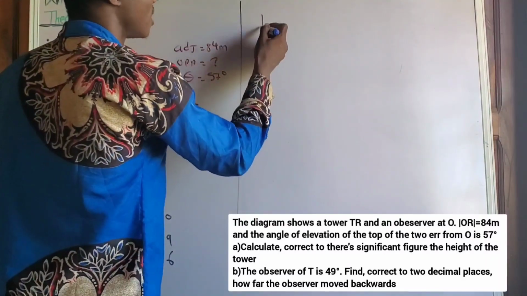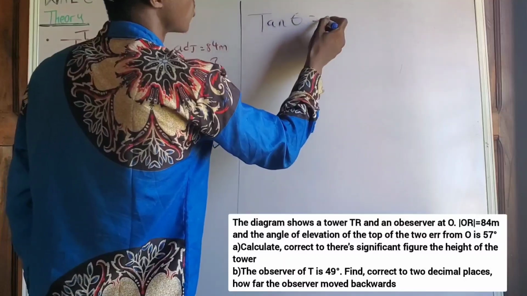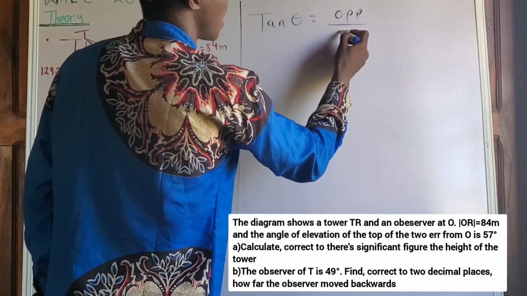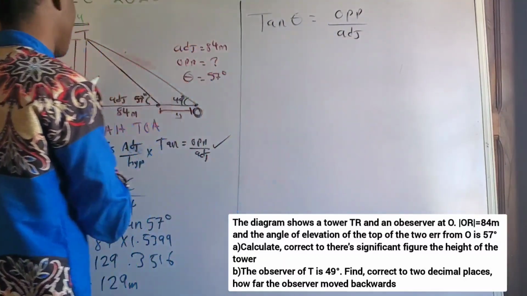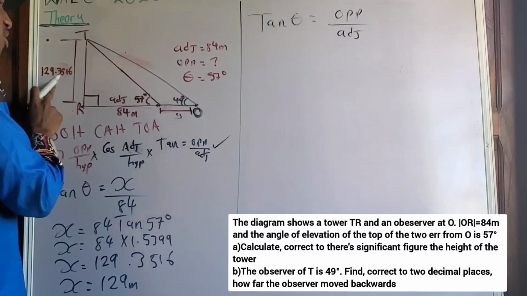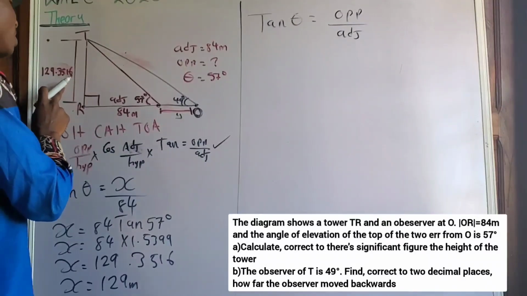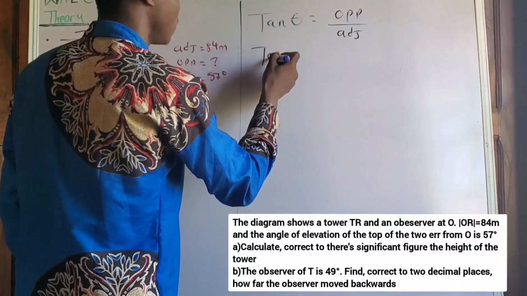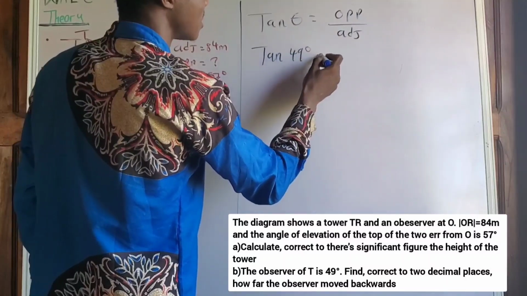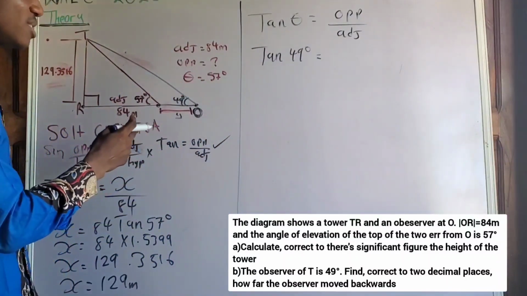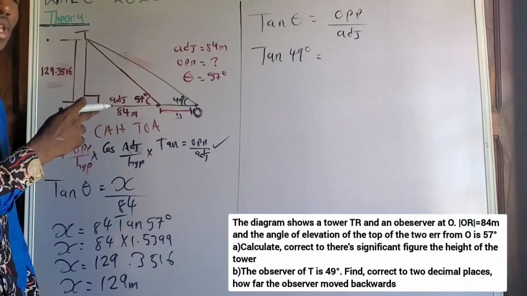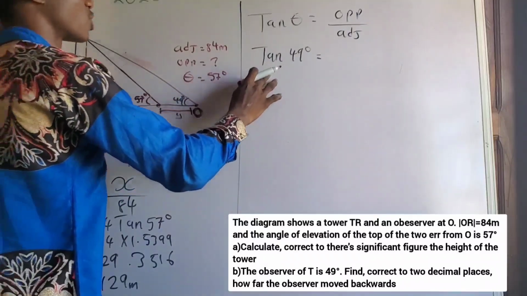So I'm going to have tan theta is still equal to opposite over what? Over adjacent. Now, tan theta is opposite over adjacent. The opposite is what? 129.3516. So I'm going to have tan 49 degrees. Don't forget that the angle of elevation now is what? 49 degrees. It is no longer 57 degrees. So tan 49 degrees equals opposite.